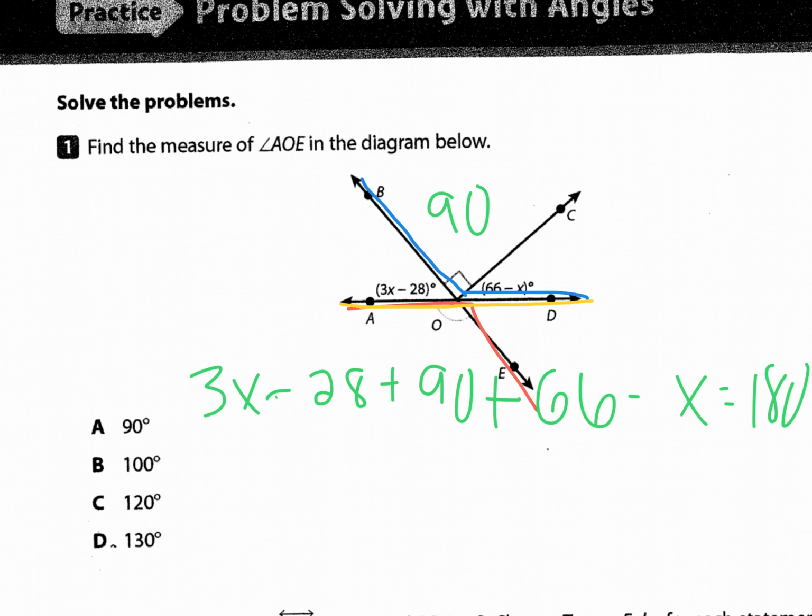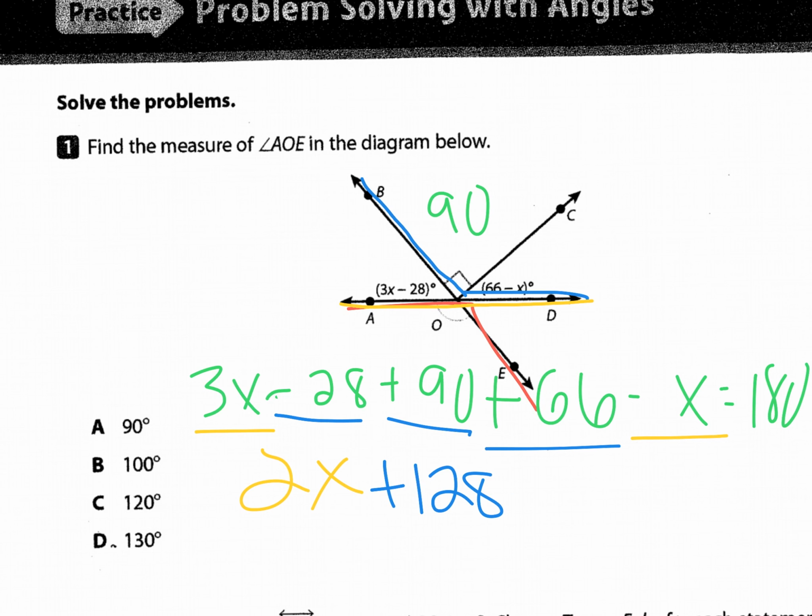So 3x minus x is 2x. And then we have negative 28, positive 90, and positive 66. So that gives us positive 128, which will equal 180 degrees. So you're going to continue to solve by subtracting 128 from 180. Gives you 52. So you have 2x equals 52. I'm running out of room. And then 52 divided by 2 gives you x is 26.